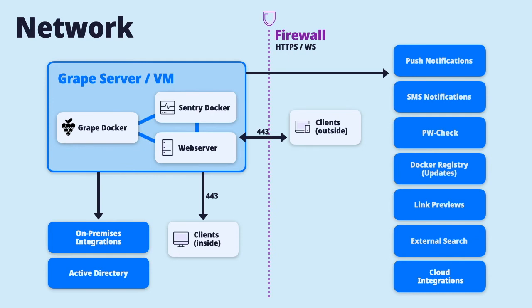I already mentioned Sentry, and you can also see it in the network diagram. It needs to be reachable from the internet because the web client logs directly into Sentry. It also needs its own subdomain for that. Usually it's sentry.grape.example.com, or sometimes maybe when you have a wildcard certificate for example.com, you could use a subdomain directly under that, like sentry-grape.example.com.